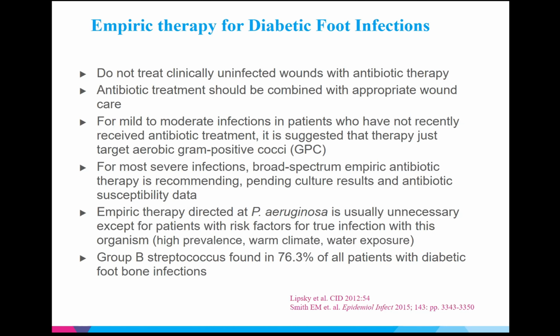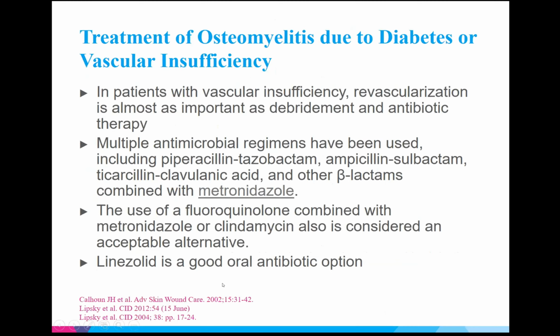Then there was one prospective study, performed in more than 2,000 patients with diabetes in California, where they found that in 76.3% of all patients with diabetic foot bone infections, they actually saw group B strep in that population. Mine is just one study, but the take-home message is that you should definitely treat gram positives first before gram negatives in these situations, unless it's really serious and you need to cover as much as you can.